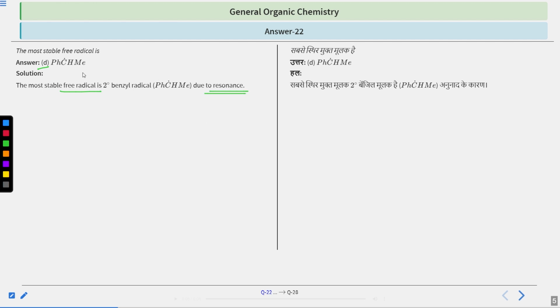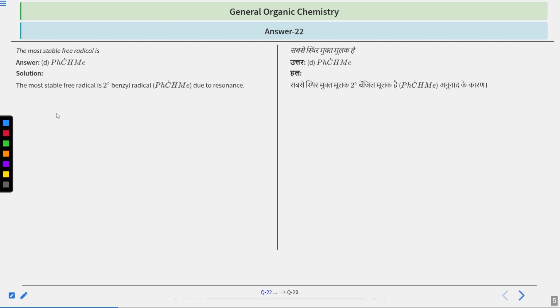Right? Besides cation and anion, you can have a free radical, where the extra electron is present on the atom. That is known as a free radical. So the most stable free radical from the given options is the secondary benzyl radical, due to the resonance property shown by the benzene ring, and thus the most stable free radical is PhCH free radical Me. That option is the correct answer.